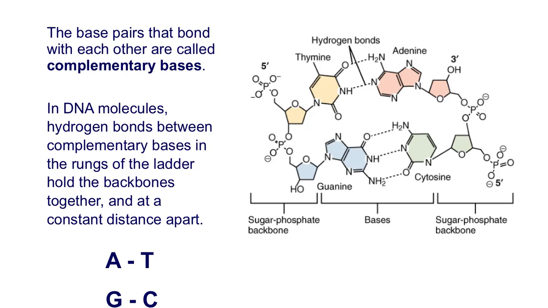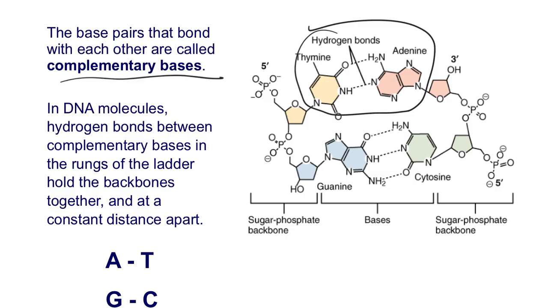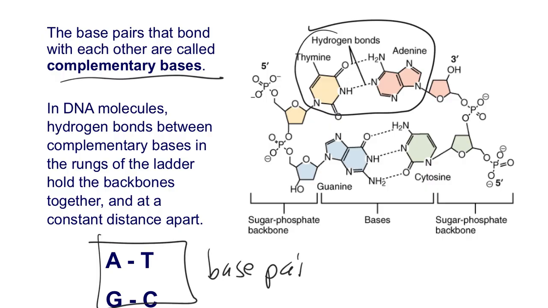Okay, these bases, when in the rungs, are complementary. Complementary bases basically just fulfill the base pairing rules. So two bases are complementary if they will combine together to form a rung in the ladder. In other words, if they follow the base pairing rules, you will not see T connected to G anywhere, etc.